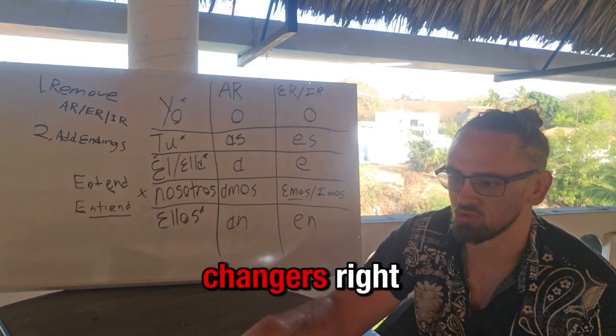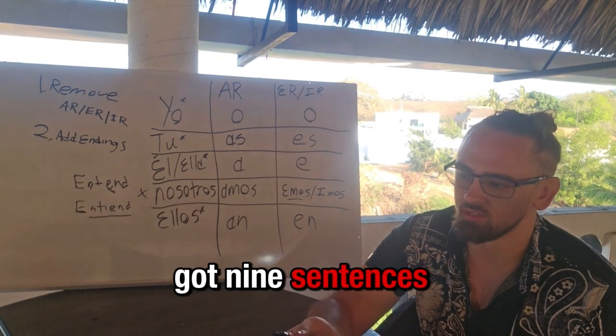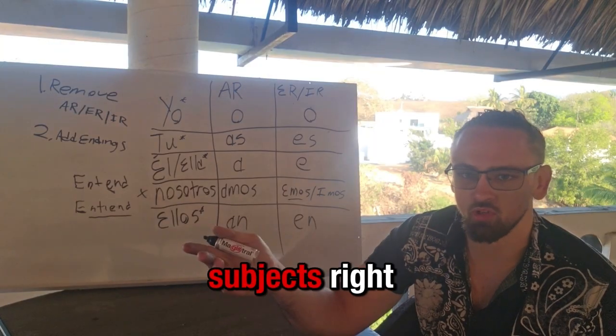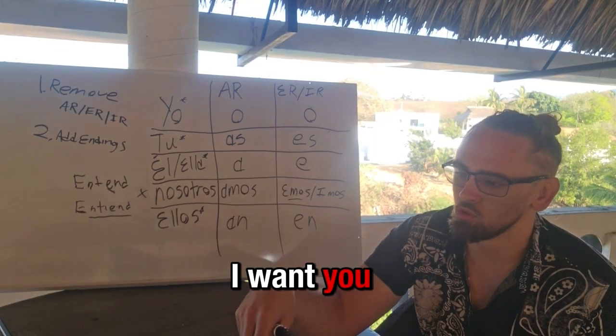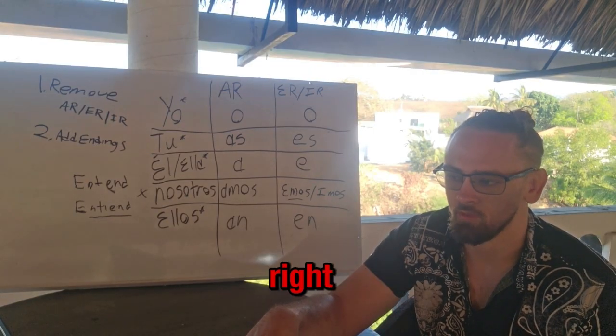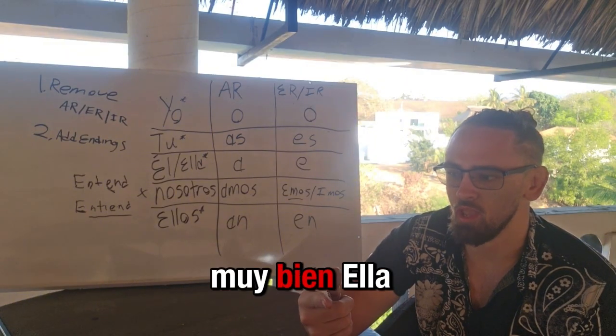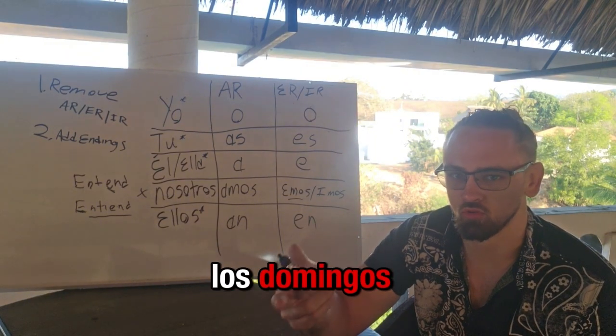Once you're done, you can go to slide number 9 and see some example sentences here with these stem changers, right? So on slide number 8, we've got 9 sentences, a mixture of subjects. I want you to take a look at all of those sentences and tell me what they're saying. Yo entiendo la lección hoy. Tú puedes hablar español muy bien. Ella juega al fútbol los domingos.